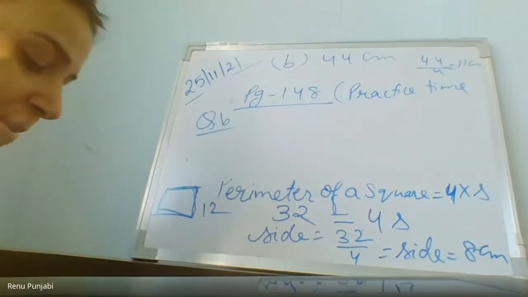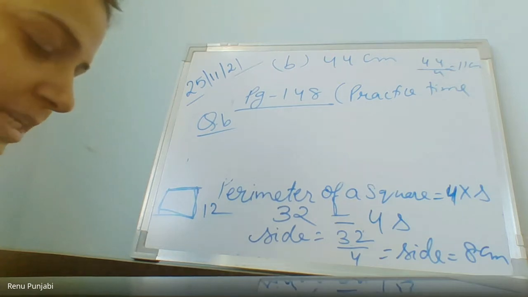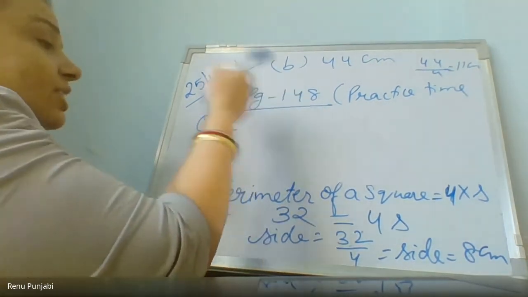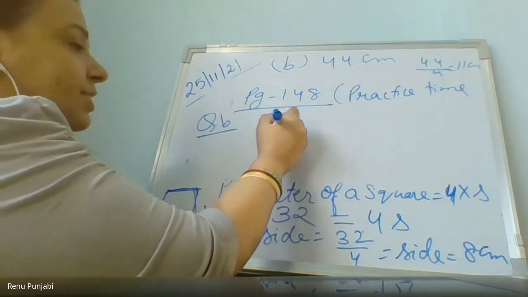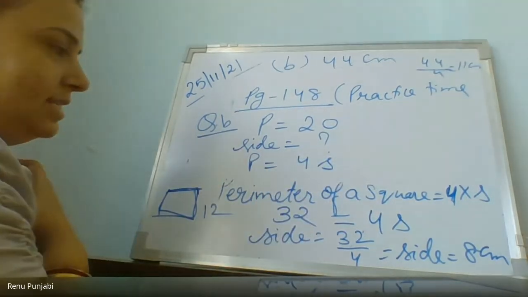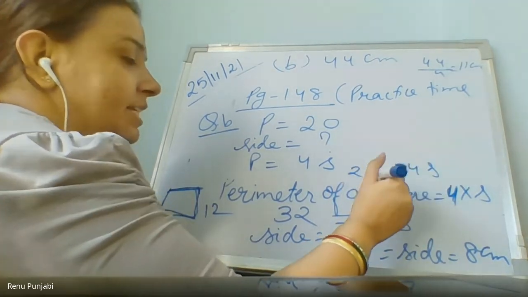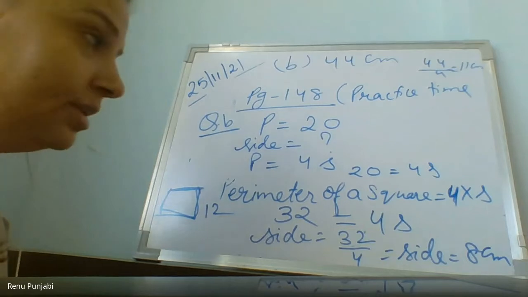Ma'am, I got the answer. Here the perimeter is given. The fencing of this garden is 20 meter in length. So fencing total is 20 meter. Perimeter equals 20. How long is one side of the garden? 5 meters, not 50 meters. So perimeter equals 4 times side, and the perimeter equals 20. See, I am doing it with the complete formula.